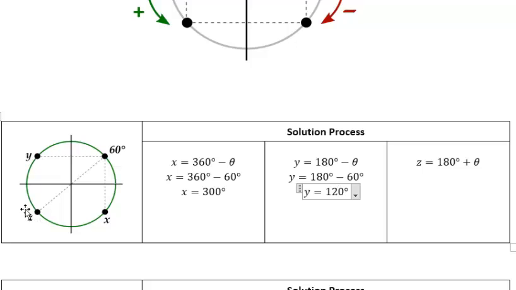Now to find angle Z, I just need to add 180 plus the original angle, which is theta. So 180 plus 60 degrees will be 240. 240 degrees will be the measure for angle Z. And that's it. That's what we have to do.